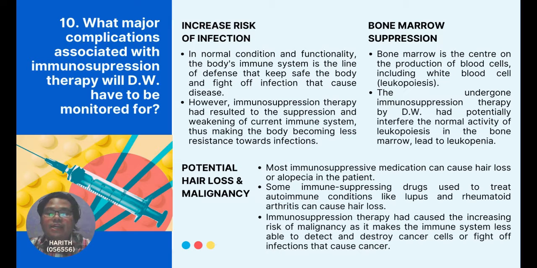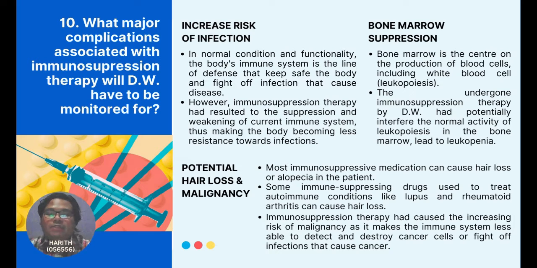Second is bone marrow suppression. Bone marrow is the center of the production of blood cells, including white blood cells, also known as leukopoiesis. The immunosuppression therapy undergone by DW had potentially interfered with the normal activity of leukopoiesis in the bone marrow, thus resulting in leukopenia. Third is the potential hair loss and malignancy.